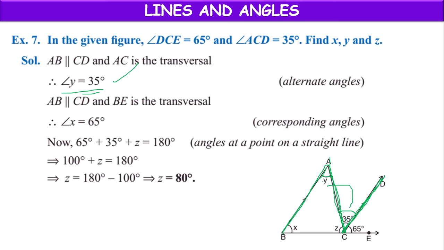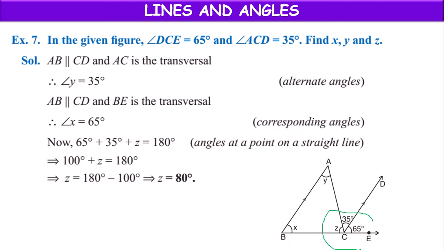Because they are parallel lines, alternate angles are equal. And if you consider AB and CD as parallel lines and BE as transversal, these two angles also will be equal according to the corresponding angles concept. So X value will be equal to 65 degrees. So X is 65, Y is 35, X is 65. We have got both the values.